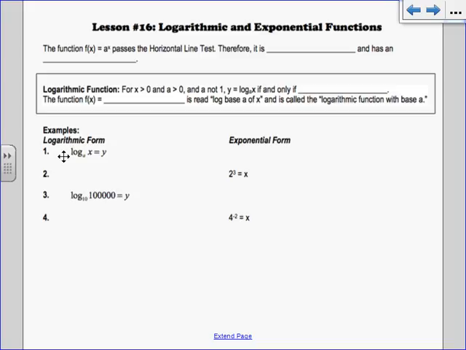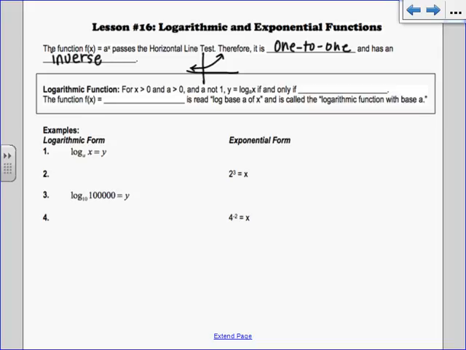All right, so it says the function f of x equals a to the x passes the horizontal line test. So a to the x we know looks like this if a is greater than 1, and it goes the other way if a is between 0 and 1. Therefore, it is what we call 1-to-1, and it has an inverse. So we can take the inverse of y equals a to the x. If you're finding the inverse of y equals a to the x, it's actually a logarithm.